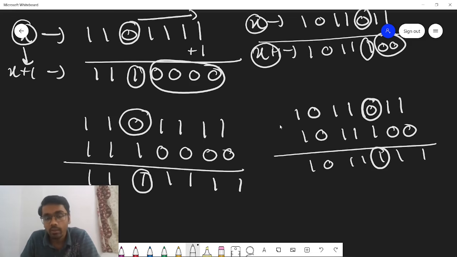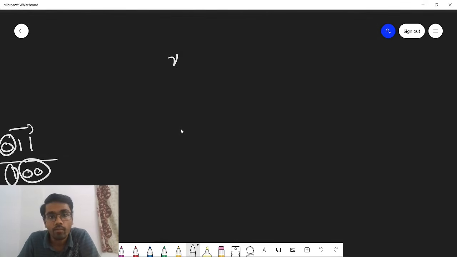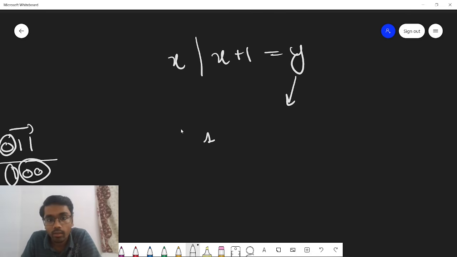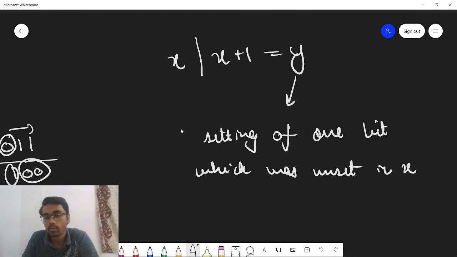So we observe that there is one 0, or one unset bit, in x which is getting set to 1 in our resultant OR. This is the most important part. What we can say from here is that when we do x OR x plus 1, we get the result y, and this result y is nothing but the setting of one bit which was unset in x. So this is purely an observation part.